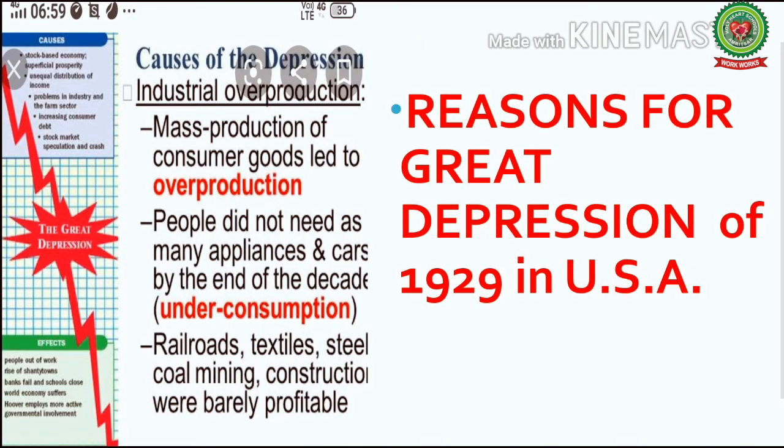One of the reasons for a Great Depression in an economy is always underconsumption by the people, when people don't think that they need more appliances, but on the contrary, the producers are producing more. There is overproduction on the supply side, and on the demand side there is less consumption. But in America's 1929 Great Depression, there were more causes also related to it. Now let's discuss the causes of the Great Depression of America in 1929.